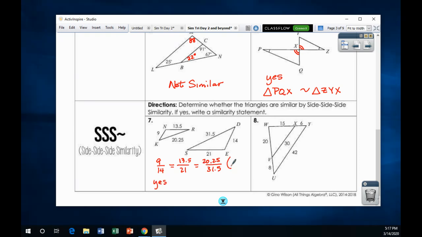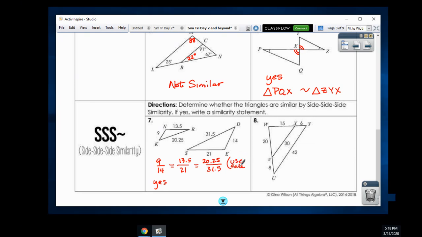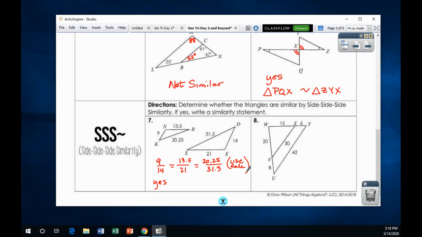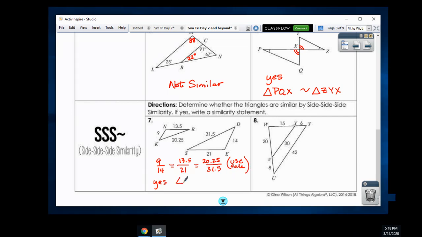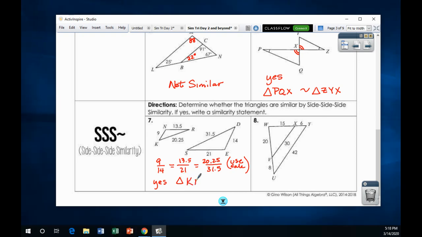All right, so I'm going to put a little note here. Use a calculator to determine if these fractions are indeed equal to each other. You say, well, how many of them will it take to make it not? If just one fraction is not equal to the same thing. So all three of these are, so these two triangles are similar to each other. So triangle KNR is similar to triangle DES.